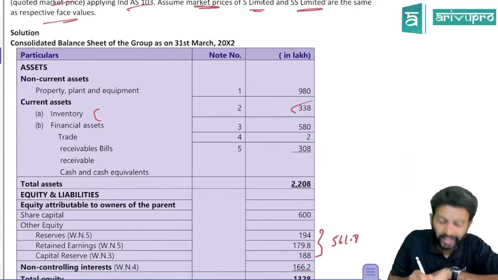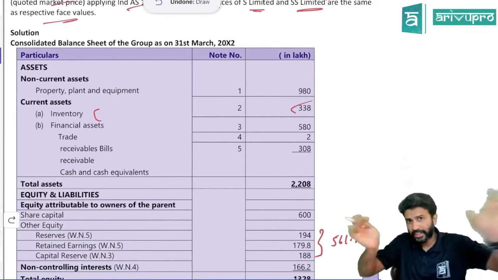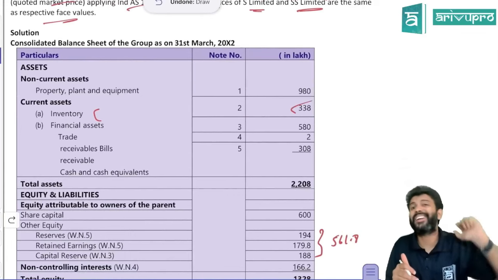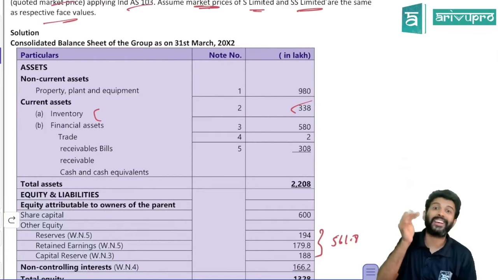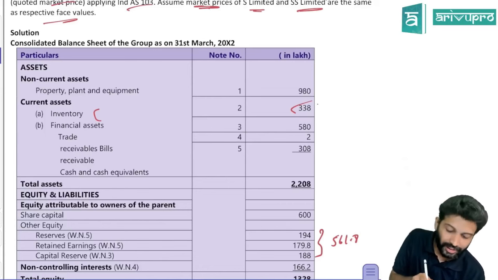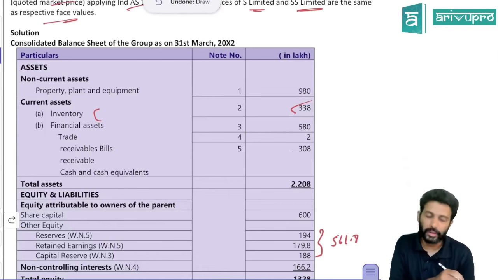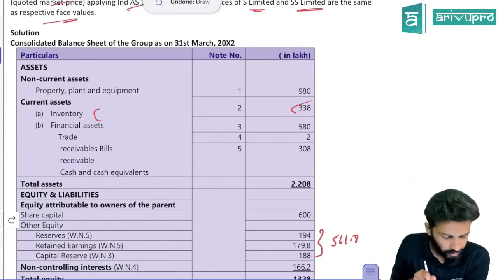Check, have they shown 338? Yes, they've done it in notes to accounts. All the three companies' assets you add. If there is any unrealized profit or mutual owings or intercompany transaction, you need to reduce. There is an unrealized profit in inventory, you need to reduce it there. Okay. This is not a problem.